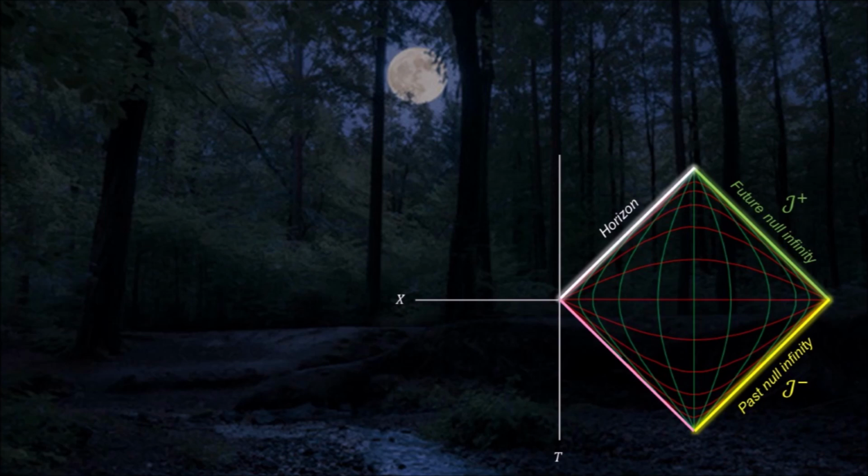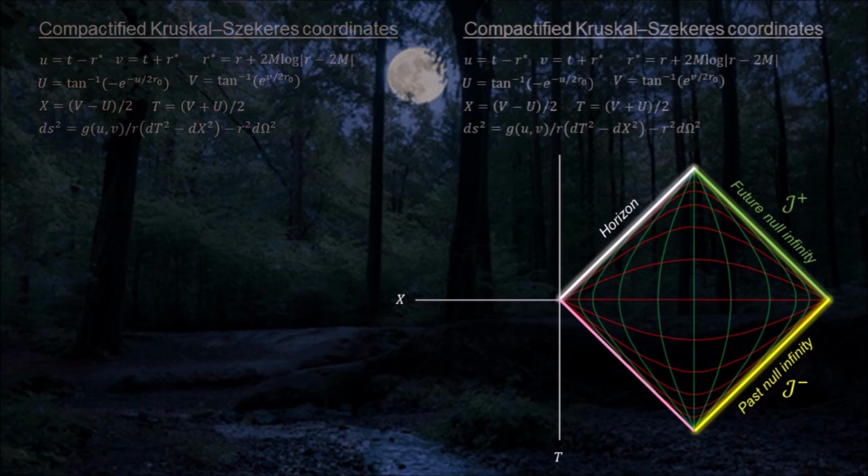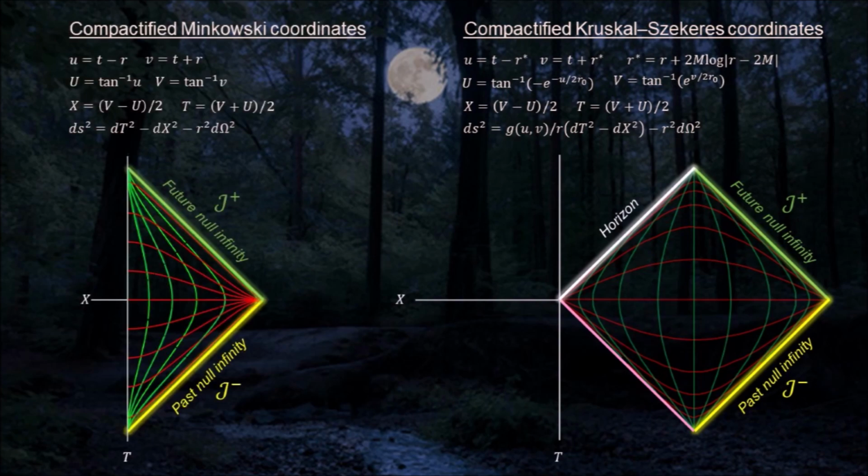The coordinates that allowed us to generate this picture are called compactified Kruskal coordinates. The line labeled past null infinity represents all of space in the far past, while the line labeled future null infinity represents all of space outside the black hole at the distant future. The white line is the horizon at the distant future. This picture only shows the region outside the horizon, which is the only region that is relevant to our purposes. We can also generate a similar picture for flat spacetime in spherical coordinates, which looks like this.